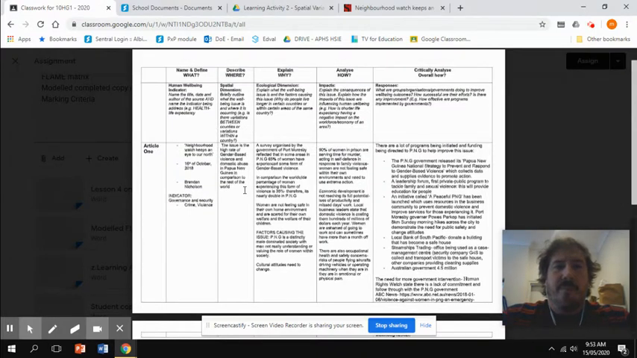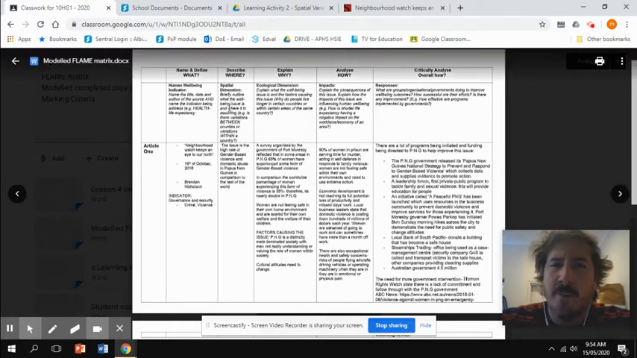Name and define: what is it? All you have to do here is list the indicator that you're going to be analyzing, the title of the article itself, who wrote it, and the date that it was published. We want to be as current as possible, so really within 3 years, okay? 2018, 2019, 2020, I'd be really happy with that.